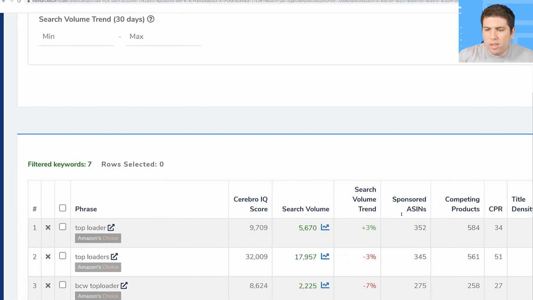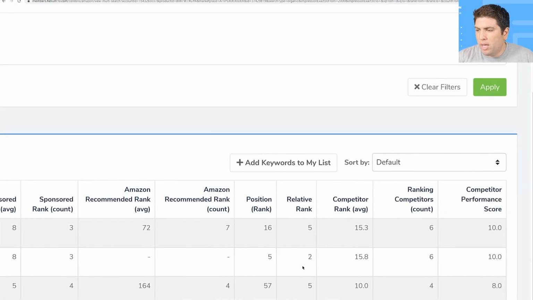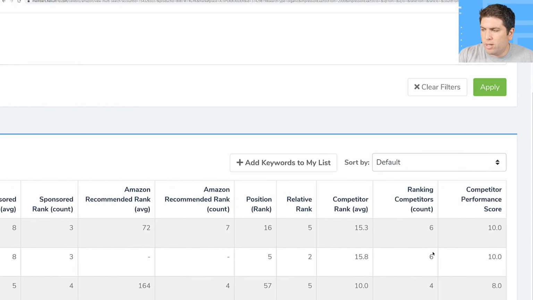Let me just show you one of these here. Here's top loader. Okay. Search for, actually, let's look at top loaders, plural. Searched for 18,000 times a month. Now, why did it come up in this filter? Well, number one, the ranking competitors is 6. What does that mean?